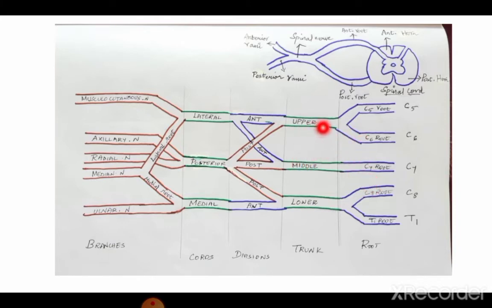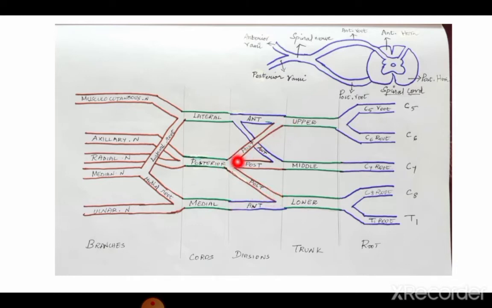And again these trunks descend downwards as divisions. Each trunk is dividing into two divisions. One is anterior division and the other is posterior division. So upper trunk is dividing into two divisions. Here is the anterior division of upper trunk and this is the posterior division of upper trunk. Middle trunk is again dividing into anterior division and posterior division. Lower trunk is dividing into anterior division and posterior division.